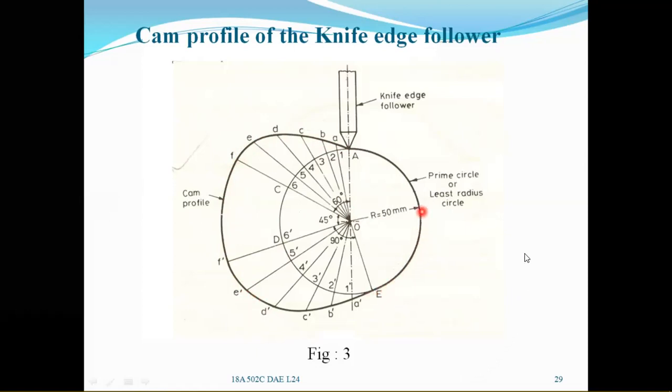Up to E, and also complete this circle up to point A, which will show the cam profile for the given data. Here you can see this is the knife edge follower, and this is the axis of the follower, and this is the axis of the cam, perpendicular to the axis of the cam follower. This is the prime circle, also called base circle, this is the outstroke, this is the return stroke, and this is the cam profile. So with this we can complete this cam profile.